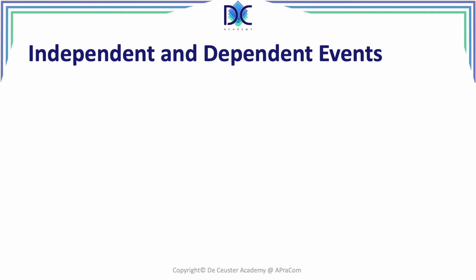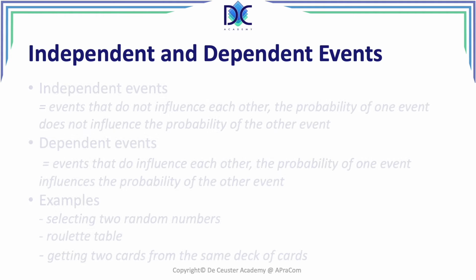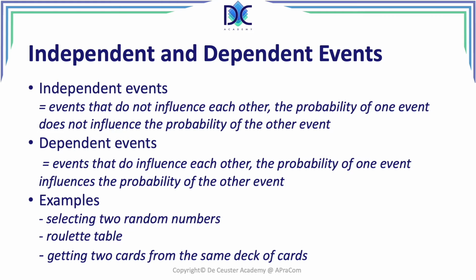Now, let's have a look at the definition of independent and dependent events. Independent events are events that do not influence each other. So basically, the probability of one event is not influenced by the probability of the other event. So there is no mutual interaction. We can do these events, and each event will have the same probability.